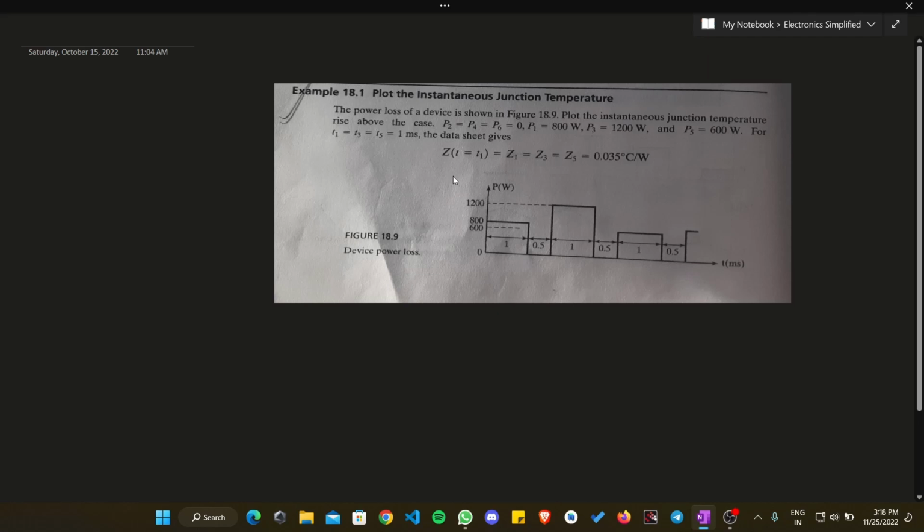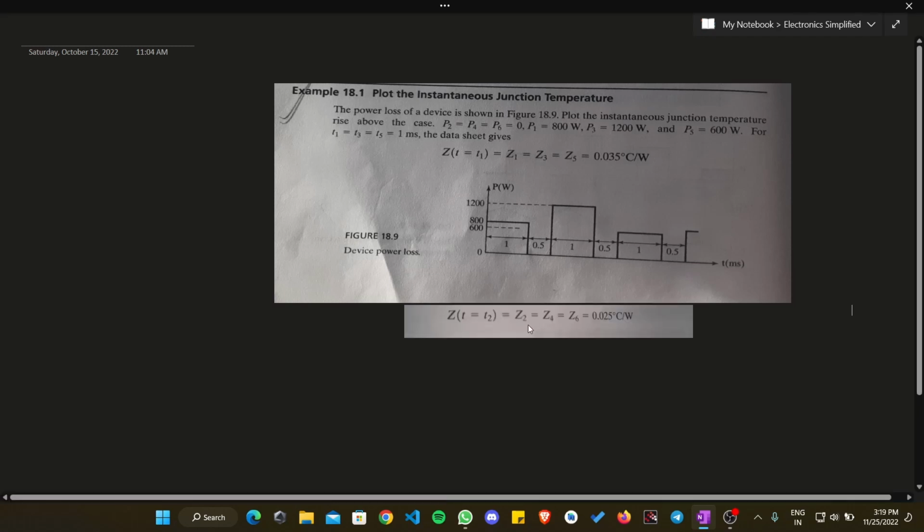And impedance is also given to us for the first, third and fifth pulse as 0.035 degrees Celsius per watt, and we are also given the impedance of pulses 2, 4 and 6 as 0.025 degrees Celsius per watt. Okay, so the impedance for all the pulses, odd as well as even, is given to us. And now with the given values and the given power, we have to plot the instantaneous junction temperature rise above the case. First of all, how will we proceed?